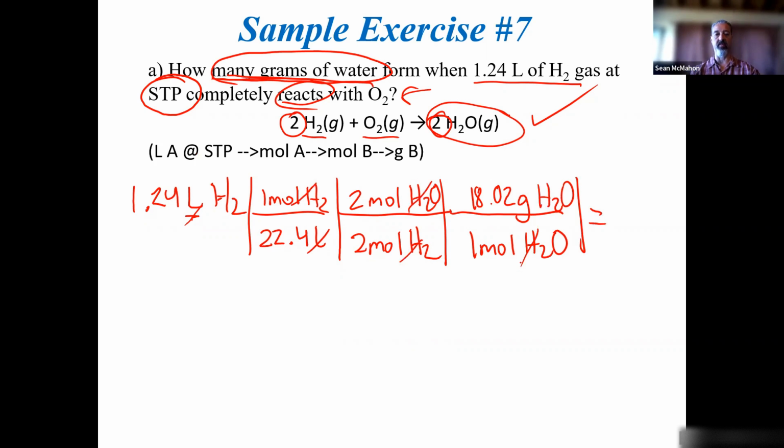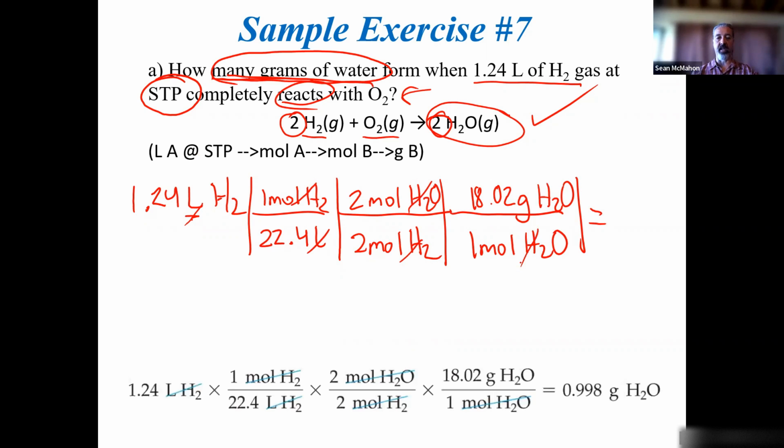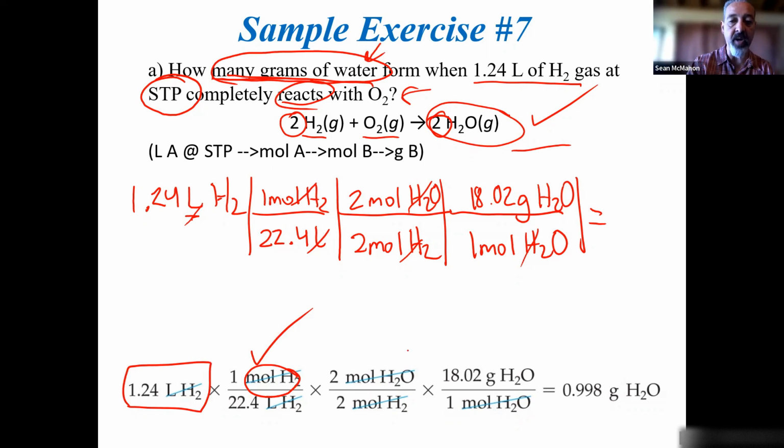So what did I do? I first had a balanced equation. I took the units they gave me and converted it to moles. How? Molar volume, STP. Then I converted the moles of the substance they gave me to the moles of the desired substance. The desired substance was water, H2O. So I did that here. That was step 3. How? I used the balanced chemical equation.